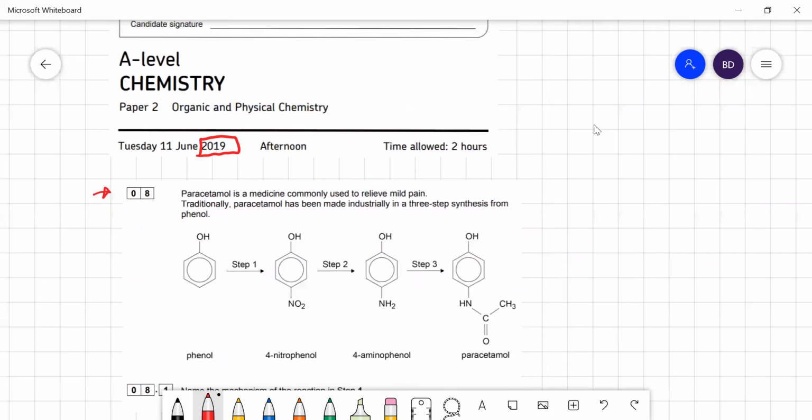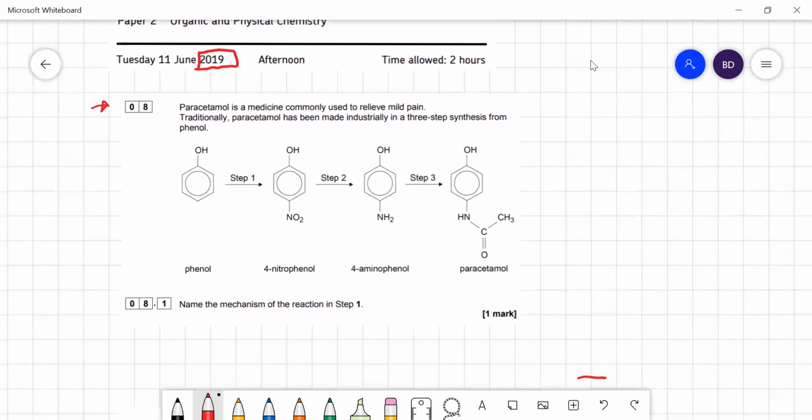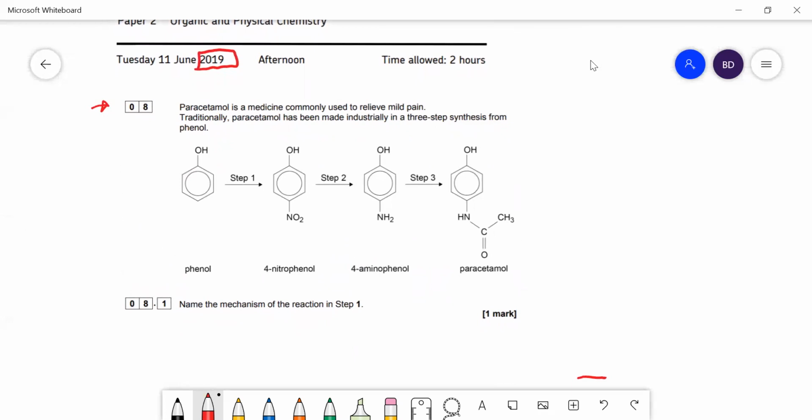Okay, right, here is a question about organic synthesis, making paracetamol, in the 3 stages shown there in the diagram. Name the mechanism of the reaction in step 1.